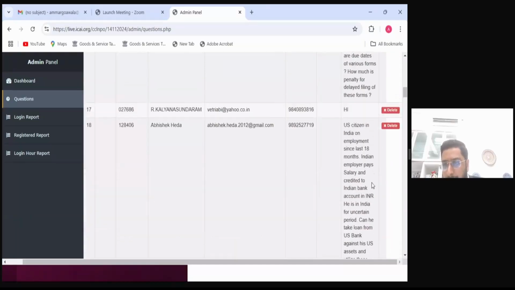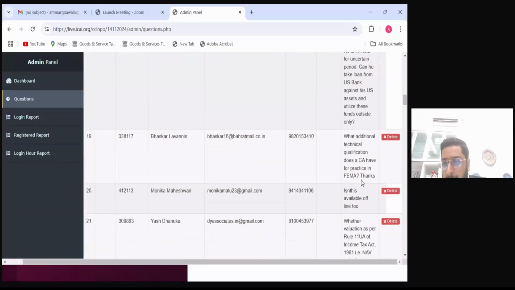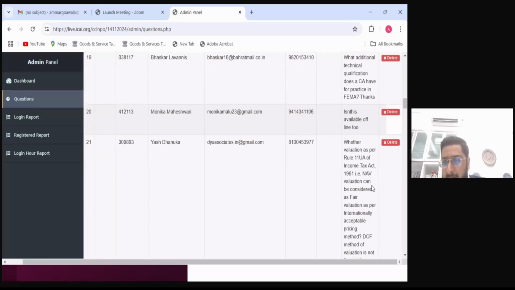What additional... There's a big question. I'll skip this question and go further ahead. What additional technical qualification does a CA have for practicing FEMA? I don't think an additional technical qualification is required. Basically, it just comes through practice. Once you get one work, word of mouth will spread and you'll get more work. You just have to keep on reading and be ready when opportunity arises.